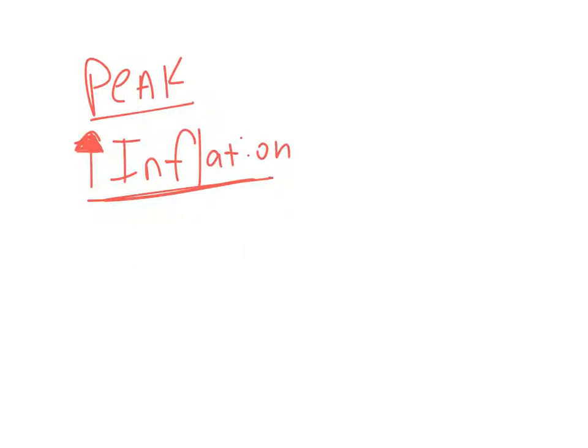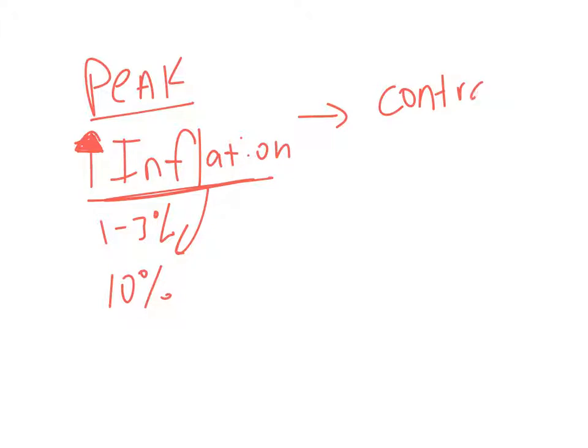If there are high levels of inflation, remember that the normal level is 1 to 3%. So we're talking about high inflation, 10%, 8%, 7%. The fix for this would be for the government to try to contract. Again, the problem is the economy is growing too quickly, and that causes inflation. So the government is going to enact contractionary fiscal policy.